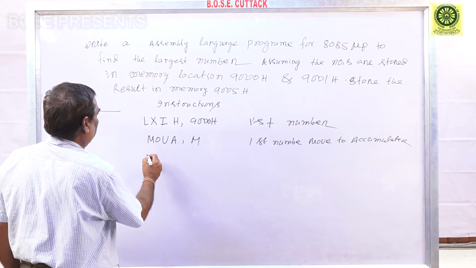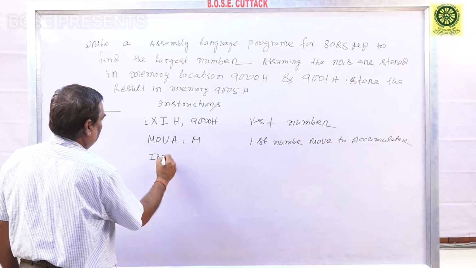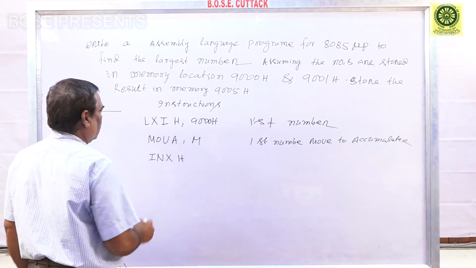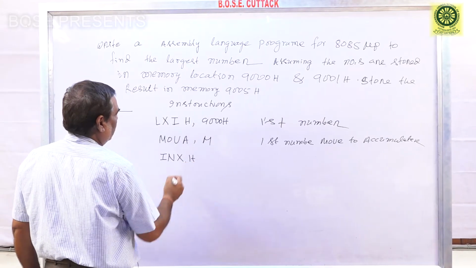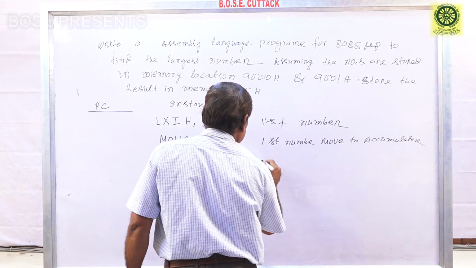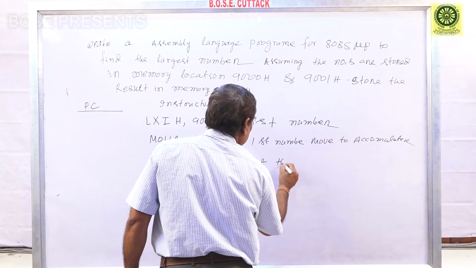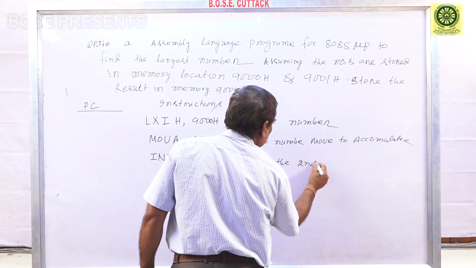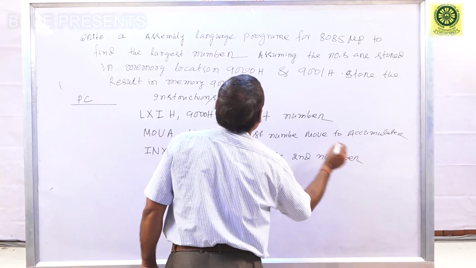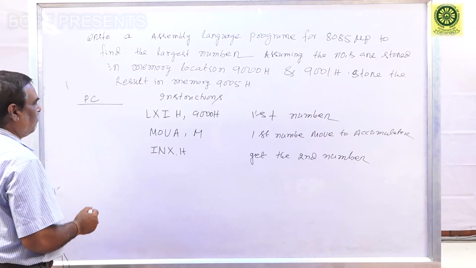Then we get the second number. For that, we increment with the instruction INX H. That means we increment the HL pair, and we get the second number, because the second number is stored in 9001H. So if we increment, the next number comes.